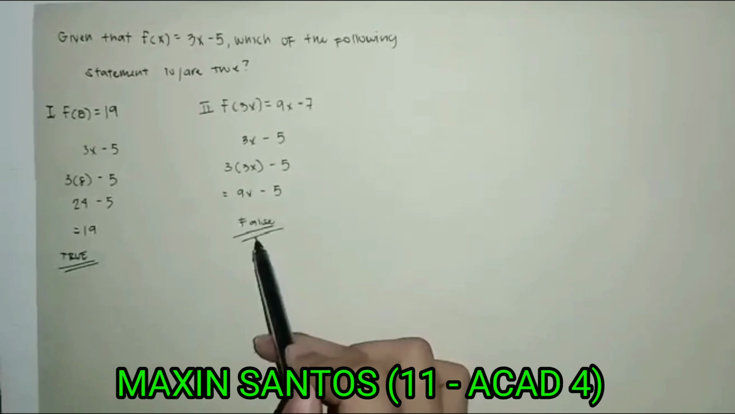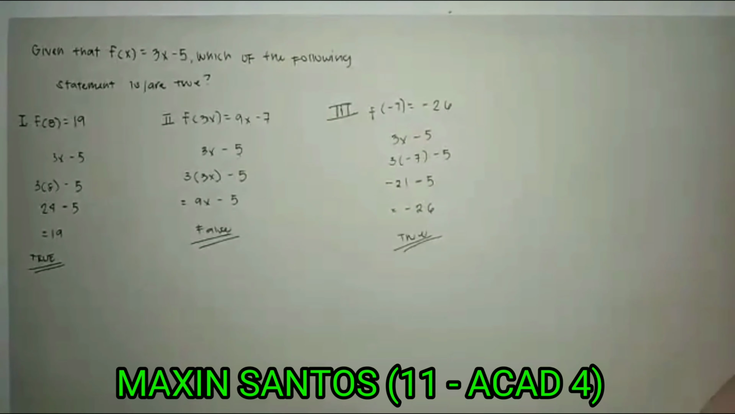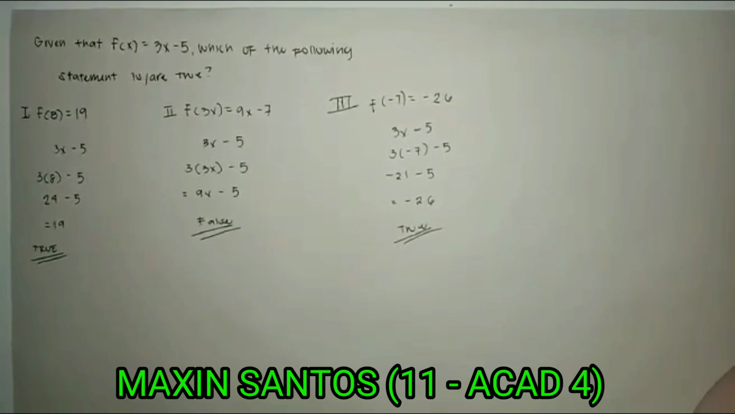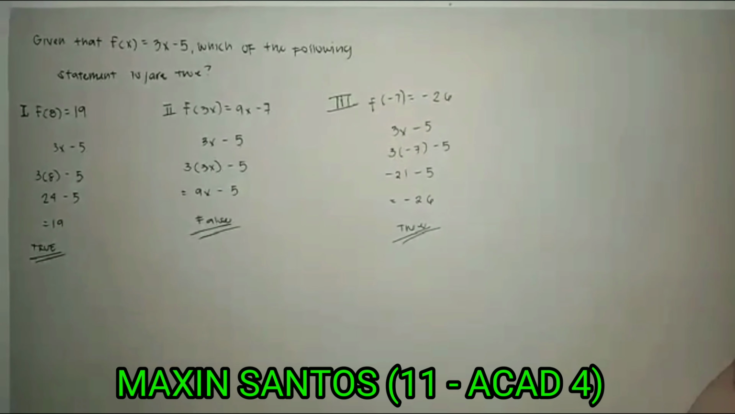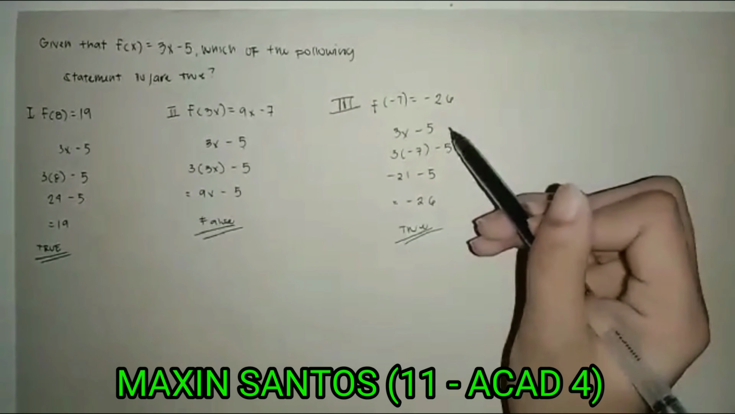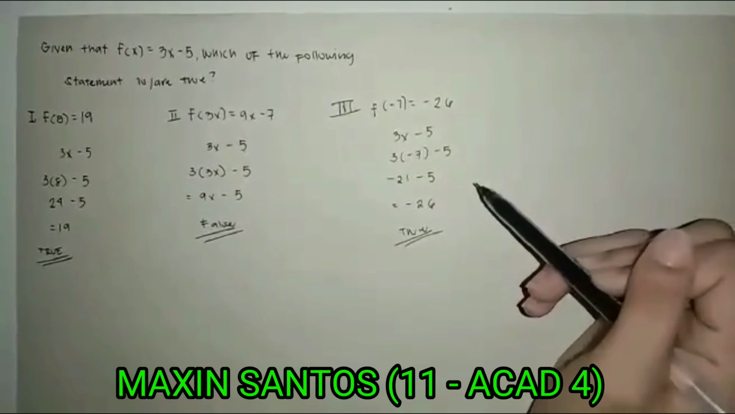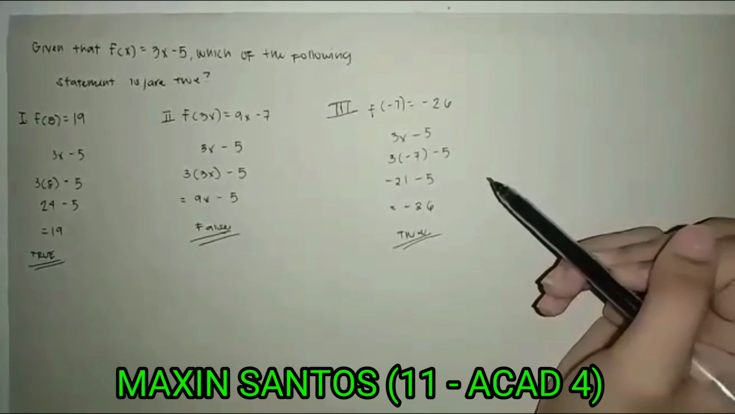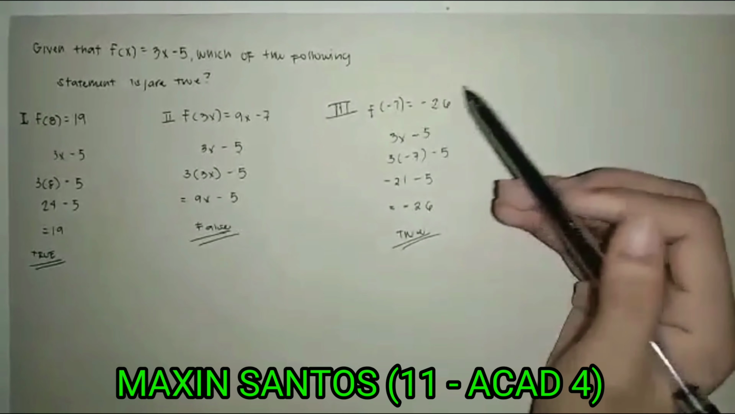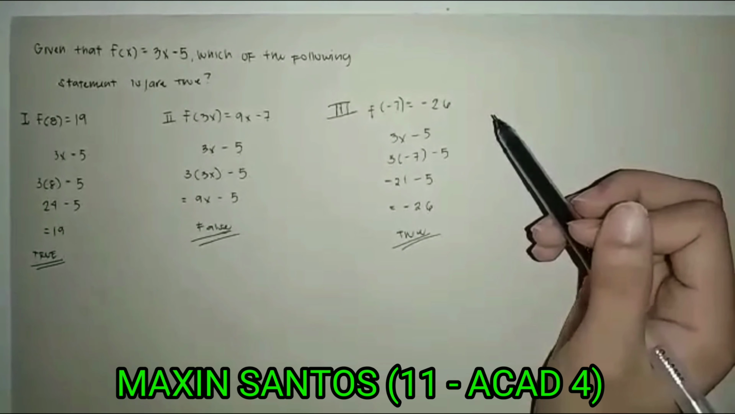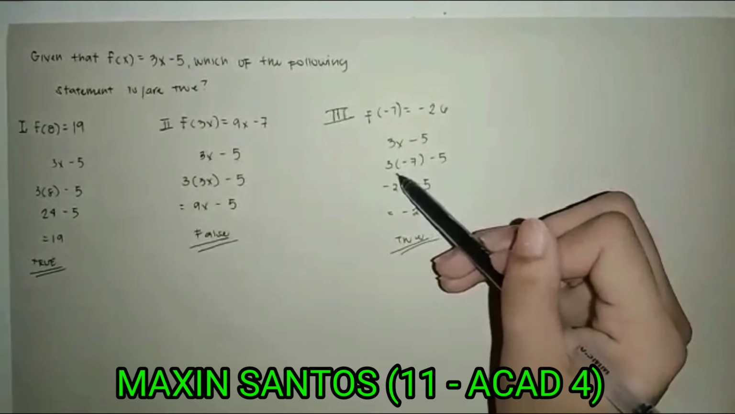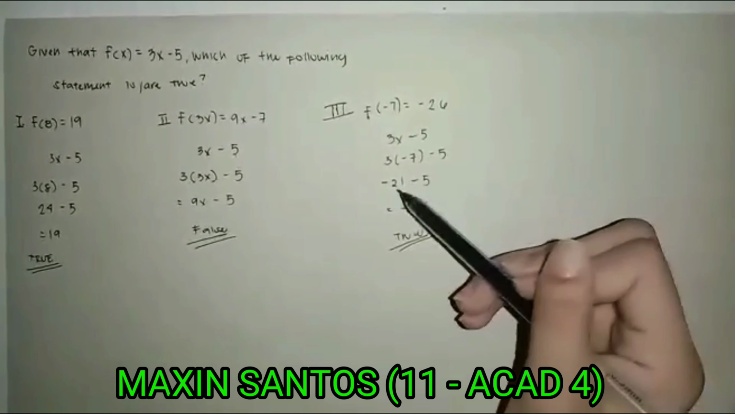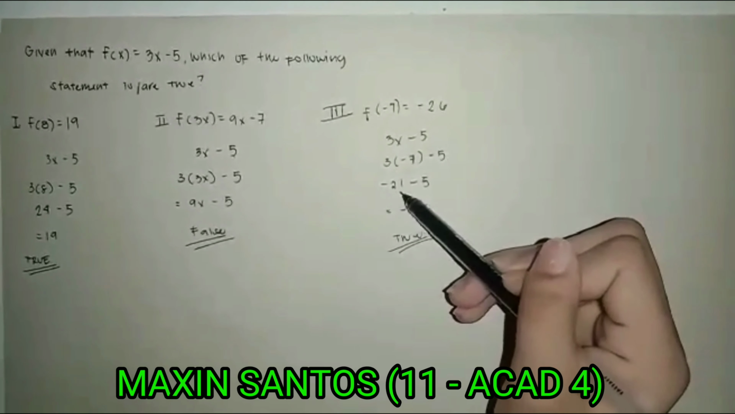So we are at our last statement, which is f of negative 7 is equals to negative 26. The first step you need is to copy the given expression, which is 3x minus 5, and then after that you will substitute the x, which is negative 7. And the third step is you will multiply the first term, which is 3, multiplied by negative 7, which will lead you to negative 21.